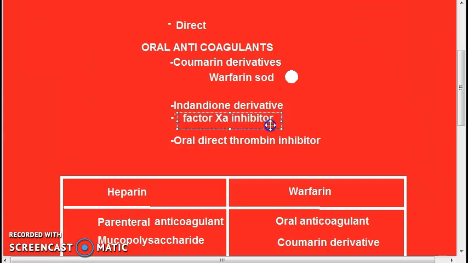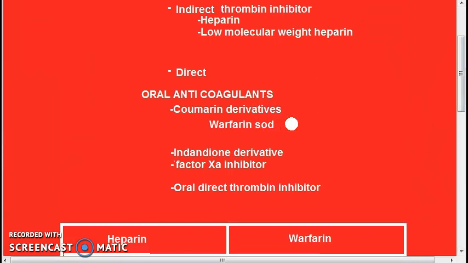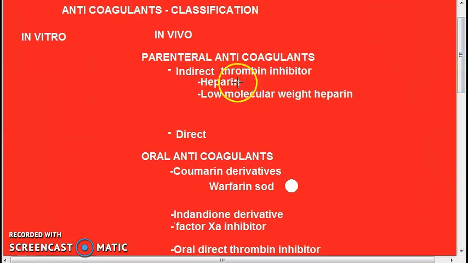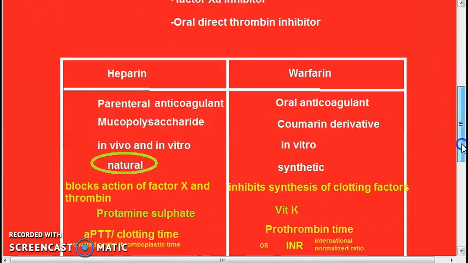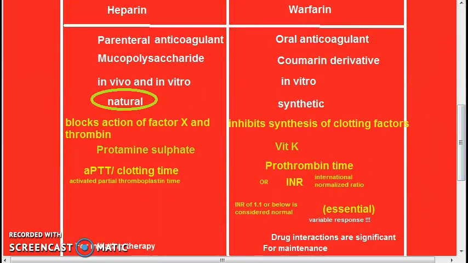Mainly what they have asked in the exam are heparin and warfarin sodium. So you should know these two. Warfarin sodium is oral, that's why we have put a tablet here for you. And heparin is also important. They've given the differences between heparin and warfarin in this table. Warfarin is an oral anticoagulant, a coumarin derivative. It can be used in vitro. However, heparin can be used in vivo and in vitro.